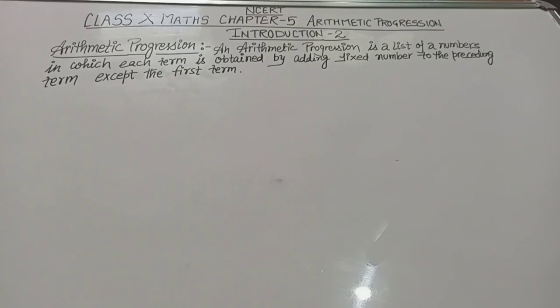So in this chapter we study arithmetic progression, where we add a number in some pattern to the terms and we get a pattern. That is called an arithmetic progression. So what is an arithmetic progression?